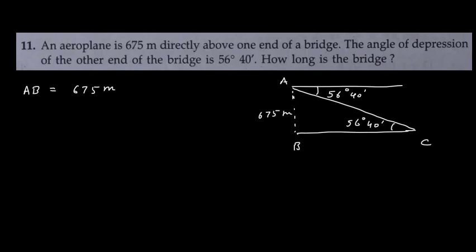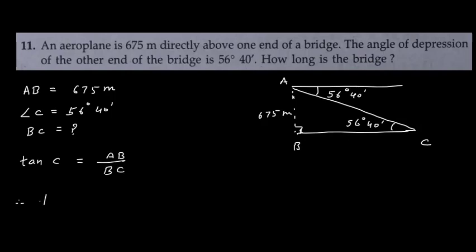Angle C is given. Angle C is 56 degree 40 minute, and we have to find the value of BC. BC is the question mark. So here this is the opposite side of this angle and this is the adjacent side. So we have to make a relation between opposite and adjacent, so we will make use of tan. So I will say that tan of angle C is equal to AB upon BC.